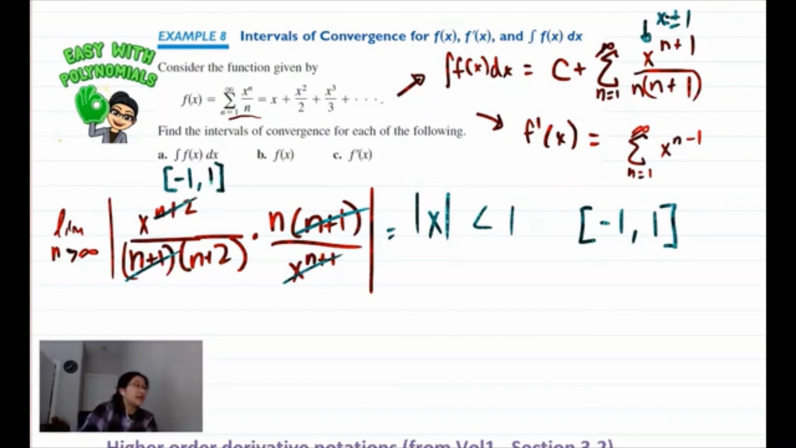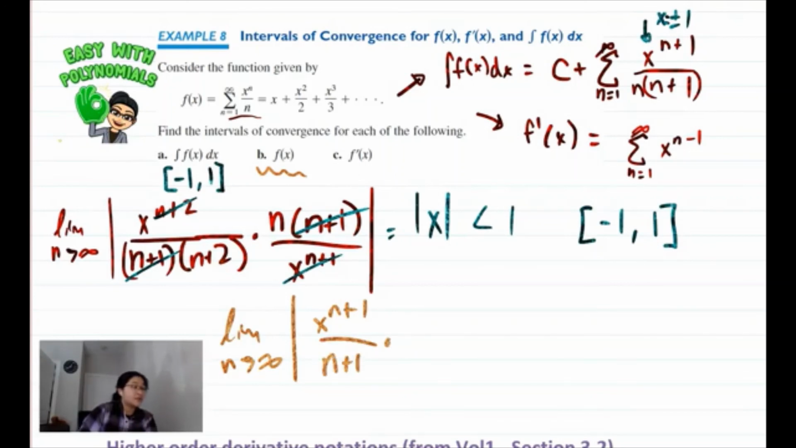Let's look at, for this one, what's happening here. We have x to the n, and so we're still going to end up with x to the n plus 1 over n plus 1 times n over x to the n. Those cancel out the same way. We end up with, via L'Hopital's rule, x.